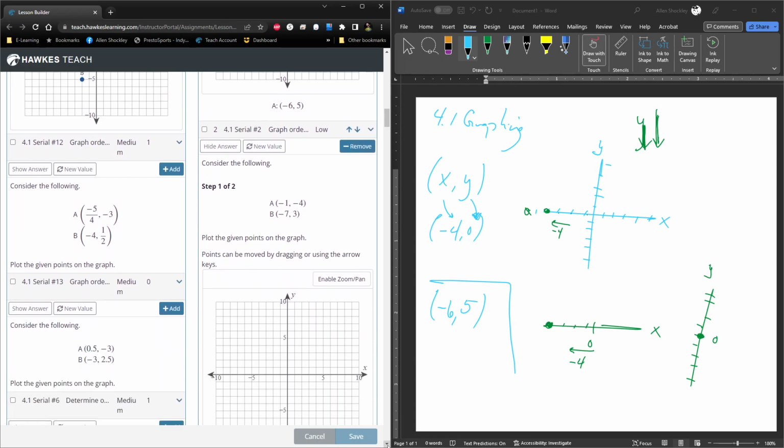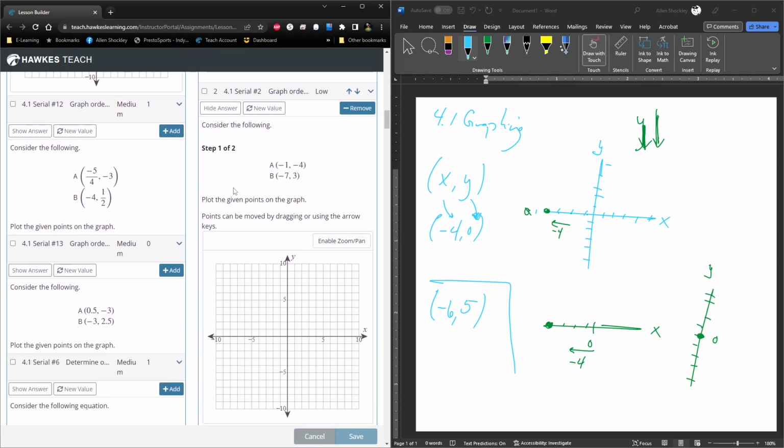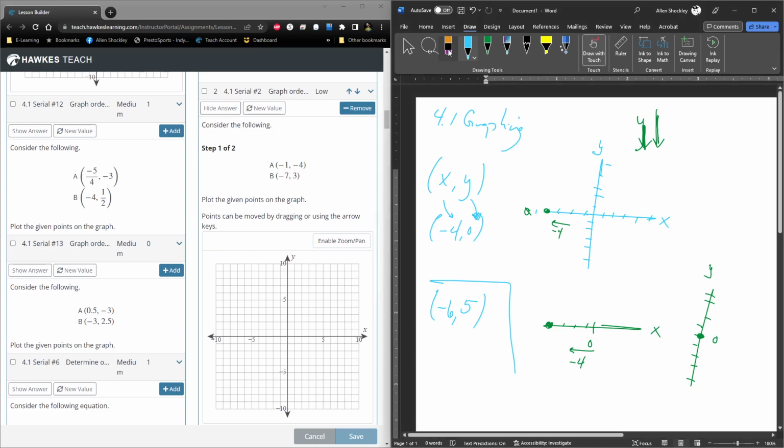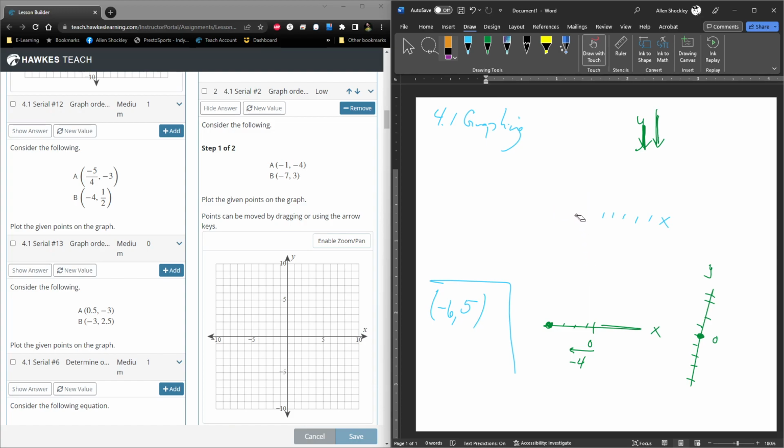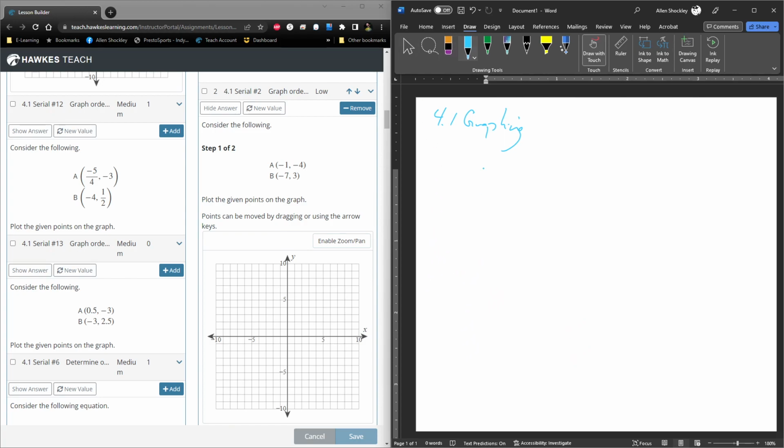Here we go. This one is just asking us to graph 2 coordinates. I don't quite remember how exactly they move through those, but for us, what we're going to do is again take that exact same approach of finding these coordinates. We have the coordinate A, which is at -1, -4, and the coordinate B, which is at -7, 3. So at A, I need -1, -4. Again, this is an x followed by a y.